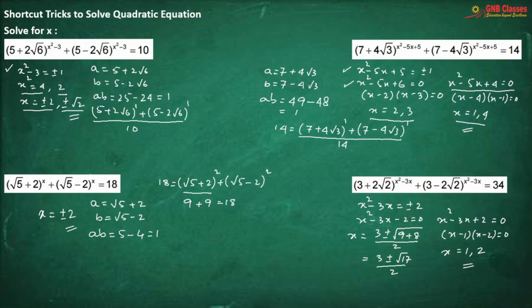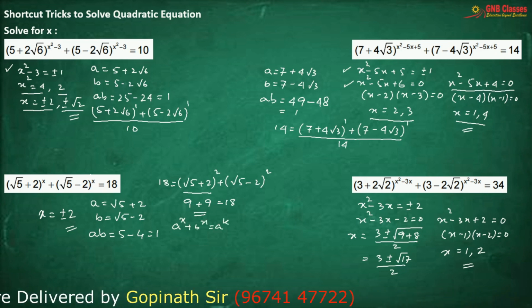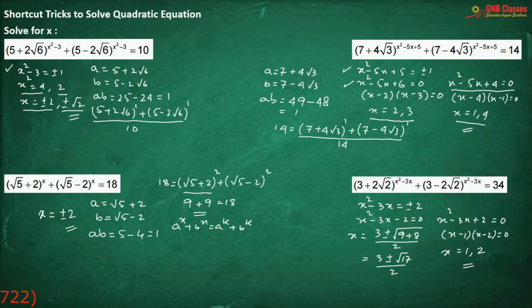So directly we will write, since here a to the power x plus b to the power x is a to the power k plus b to the power k, I will directly write x is nothing but plus minus k. That is the theory. So in this case we will write directly x is plus minus 2. That's it. Is it clear?